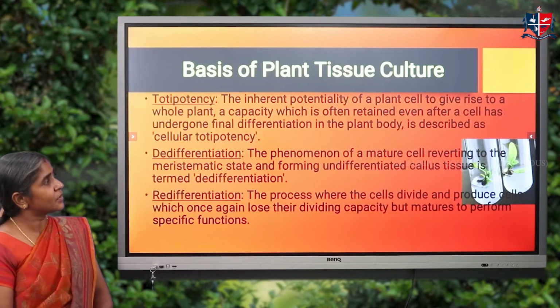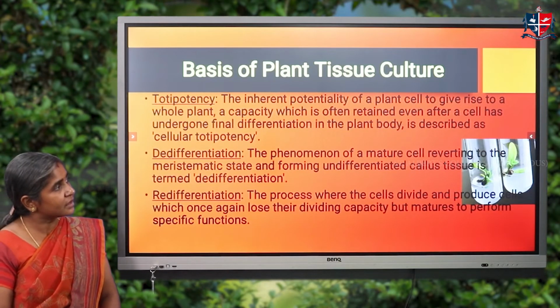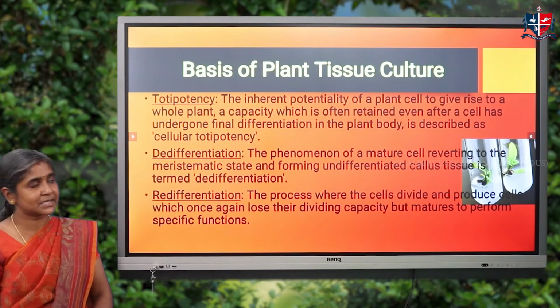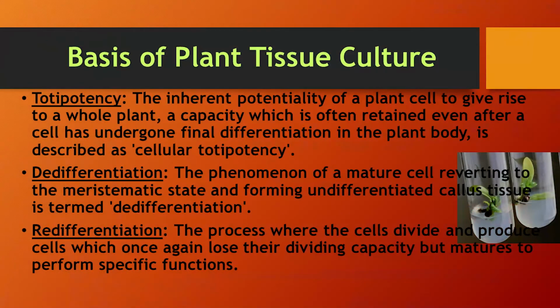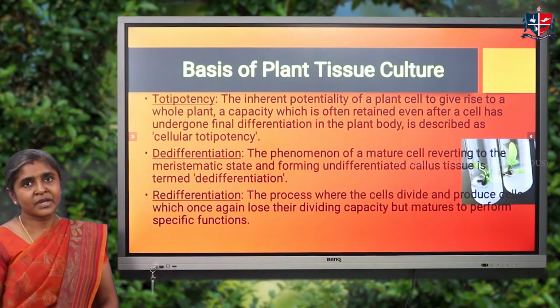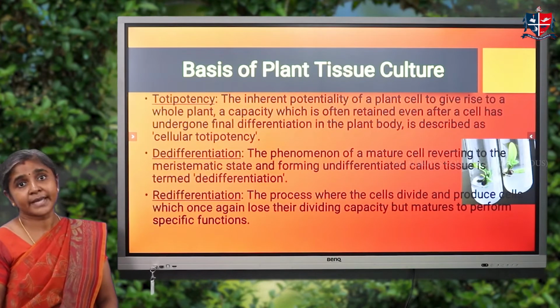Dedifferentiation is the phenomenon of a mature cell reverting to the meristematic state and forming undifferentiated callus tissue. The cells in a differentiated tissue revert back to the meristematic state and generally give rise to a callus formation.